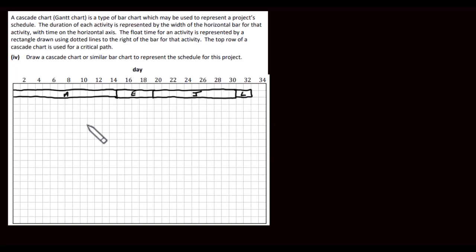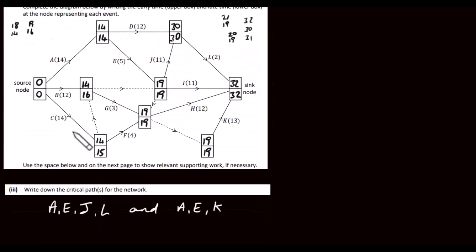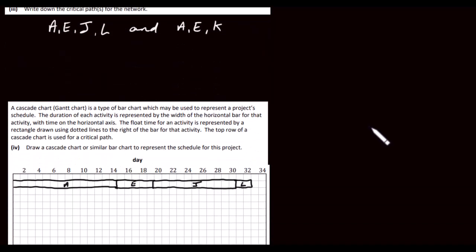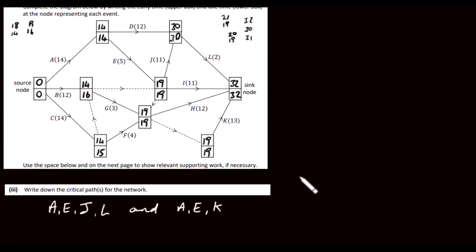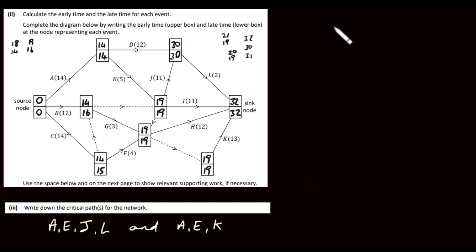Let's do B next. So B, if we look at B here, it takes 12 days and starts at 0 as well. So you've got to go out to 12 for B. So we're going to go out to 12, down, across. So this is B, and it has a float as well, which we've got to look at. B has a float. We've got to work out our float values as well. So let's write our float times here.